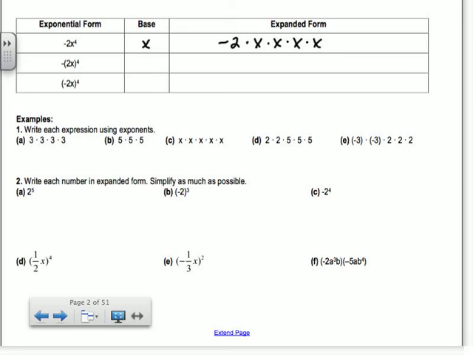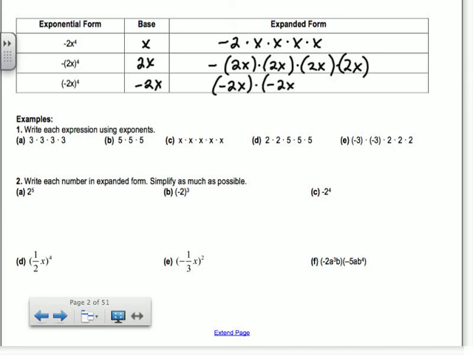Okay, now the next one's different. What's the base in this case? 2x. That's what's being raised to the 4th power. So in this case, the negative is out front, and you have 2x multiplied by itself 4 times. Okay, and on the last one, do you guys see the base is negative 2x? So in this case, the whole negative 2x is being raised to the 4th. So it's going to be multiplied 4 times.